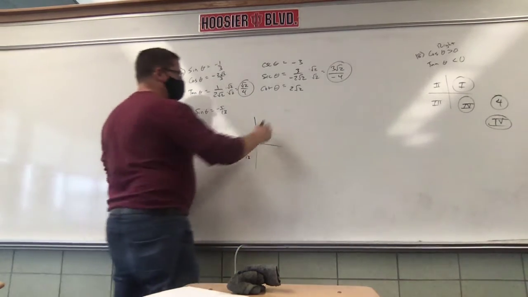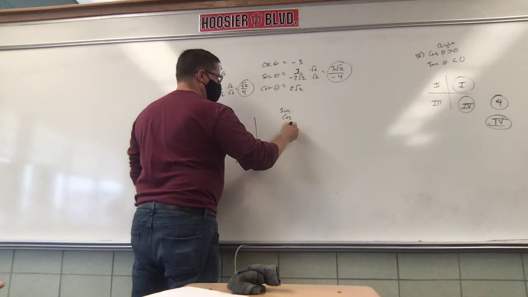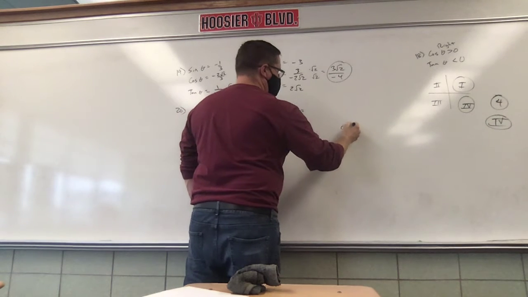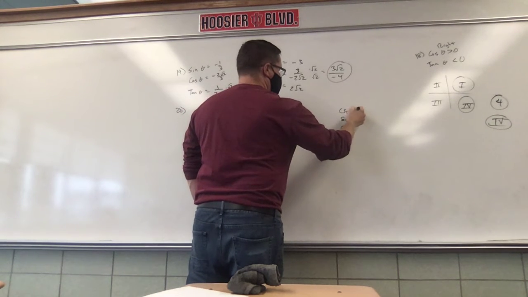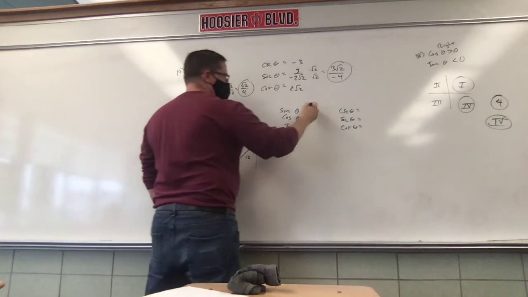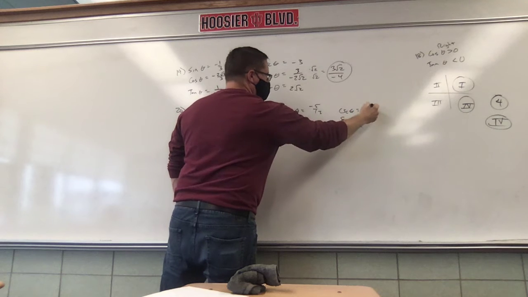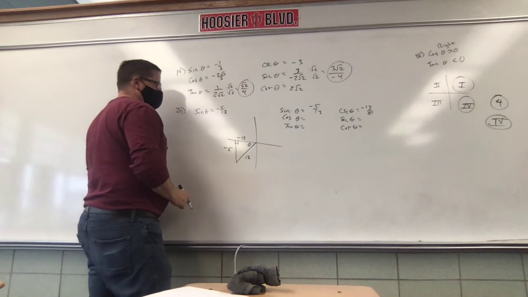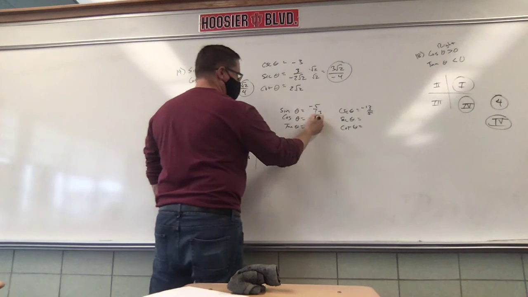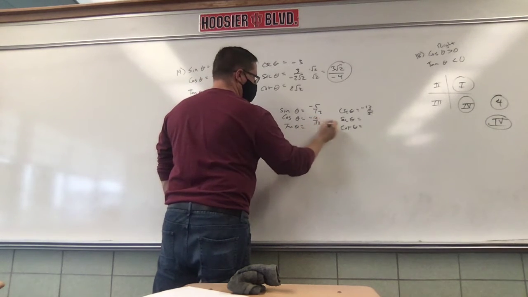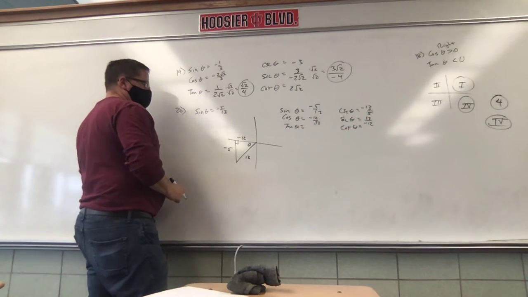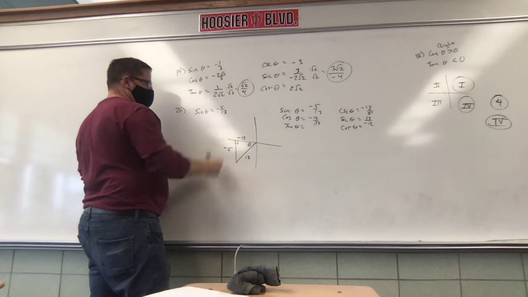Okay. So again, sine, cosine, and tangent. Cotangent, secant, cosecant. Sine, they told us, is negative 5/13, so cosecant's negative 13/5. Cosine, adjacent over hypotenuse, is negative 12/13. So secant's 13 over negative 12. And tangent is opposite over adjacent, negative 5 over negative 12.